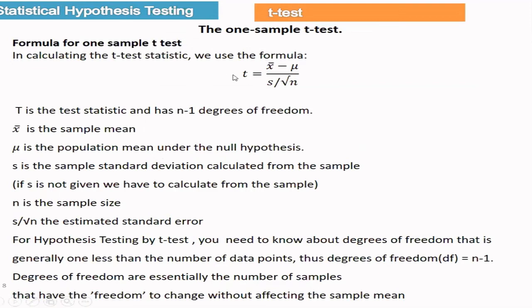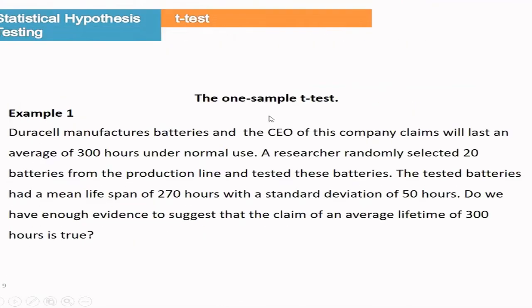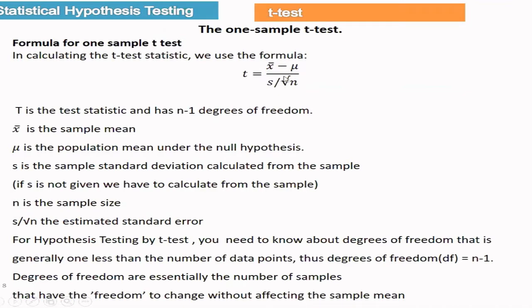So we know for all the tests we have to find the test statistics. For the Z test we find the value of Z, and for the T test we have to find the value of T, or the T statistic, and this is the formula. If you see the formula, this is the formula for the T test.